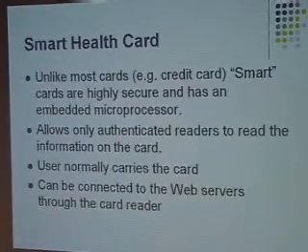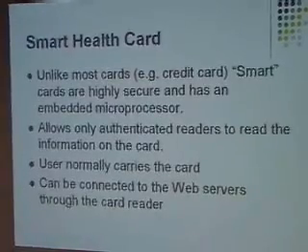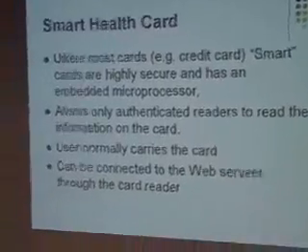And of course, just like a credit card, one is probably expected to carry it on yourself. So in that sense, it is similar. On the other hand, it can be easily connected to a web server through the card reader. Not directly, but whenever you go through the card reader, it's possible to make the information go through the web and come back to it. Okay, so it's not impossible.